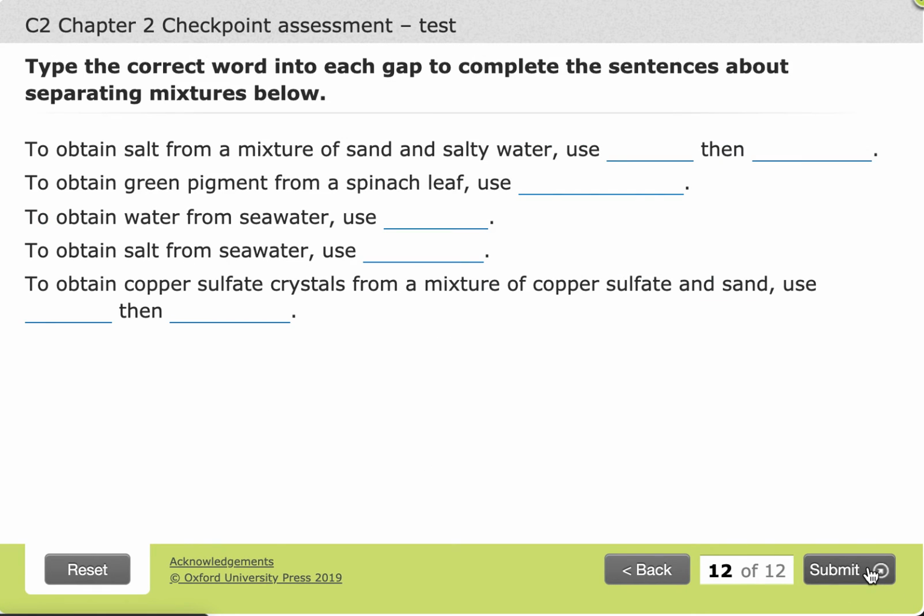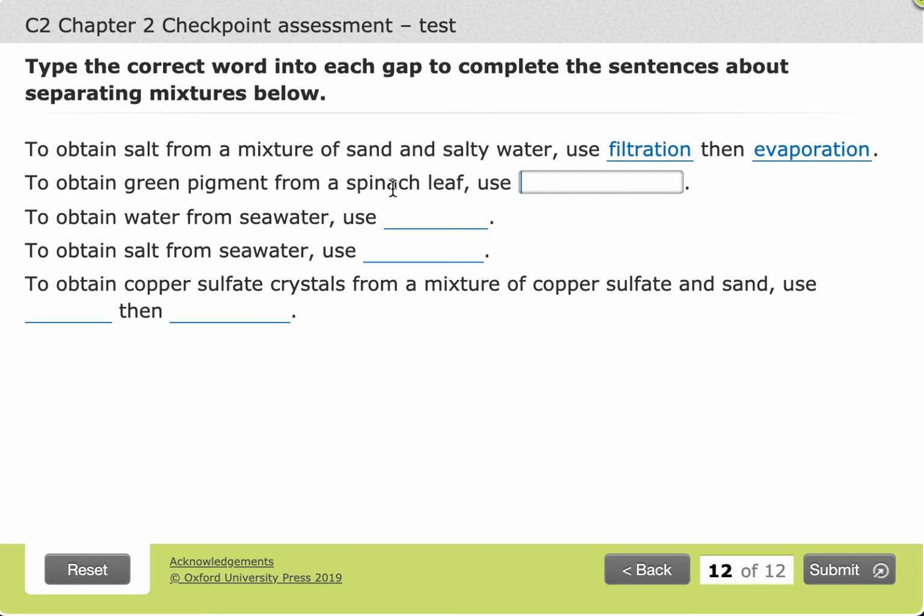Last slide, we're just thinking about the types of separation techniques we would use here. Be careful with spelling because it does pay attention to that. Firstly, we've got to obtain salt from a mixture of sand and salty water. We're first going to filter it, filtration, and then we're going to evaporate it.